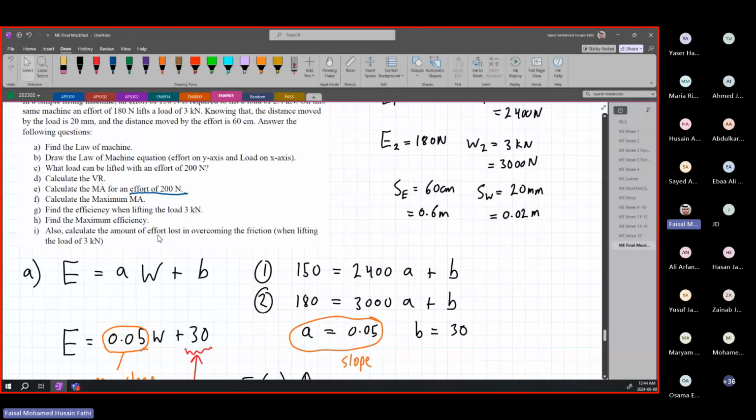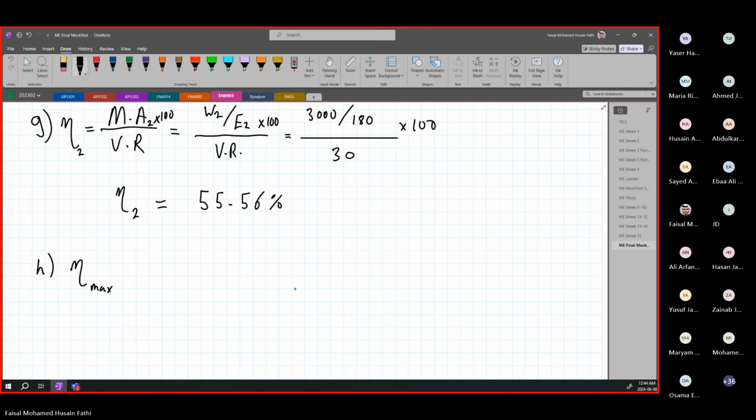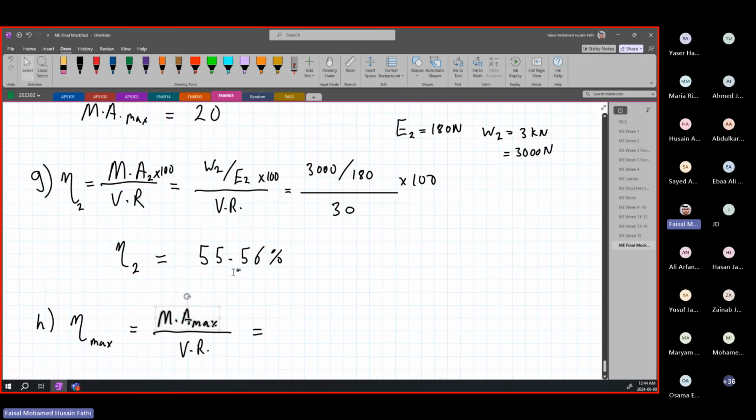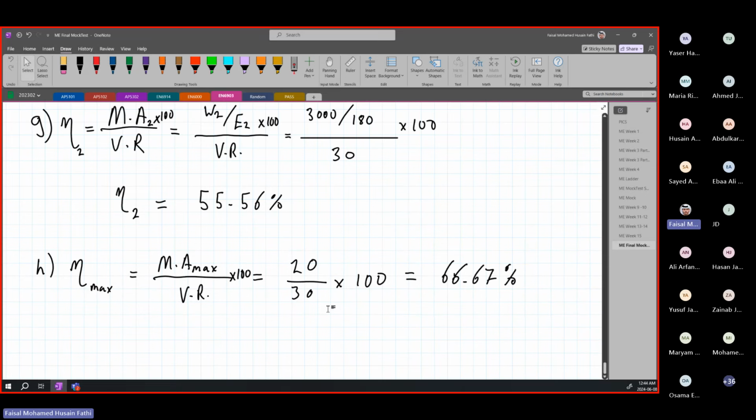Part H says find the maximum efficiency. Very simply, maximum efficiency is your MA max over VR. Remember, VR does not change for any specific system, but your MA will, depending on the load. And we have found our MA max, which is 20. So it's 20 times 100 over 30 times 100. And that's it. It is going to be 66.67%. This is your maximum possible efficiency in the system.